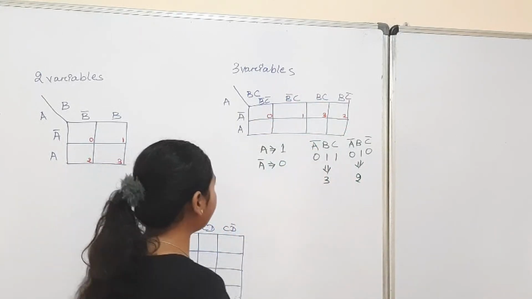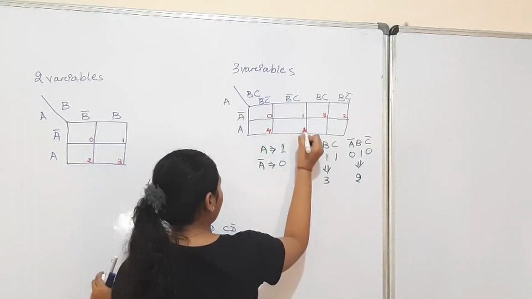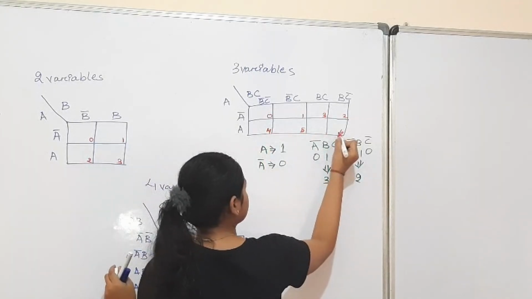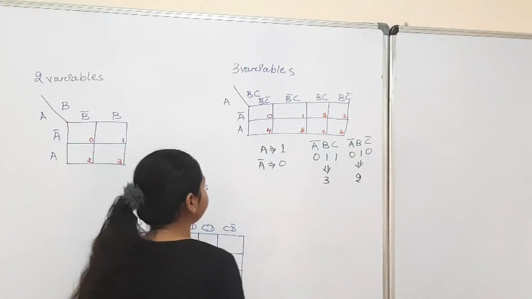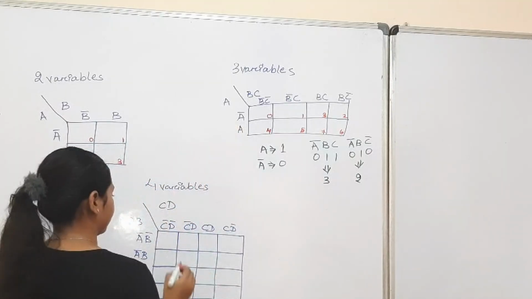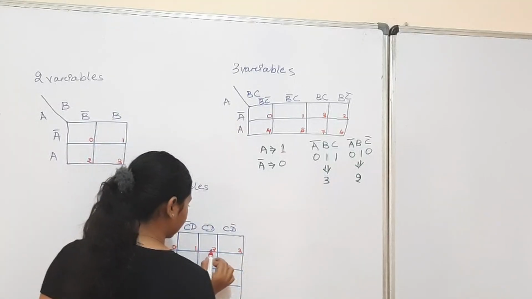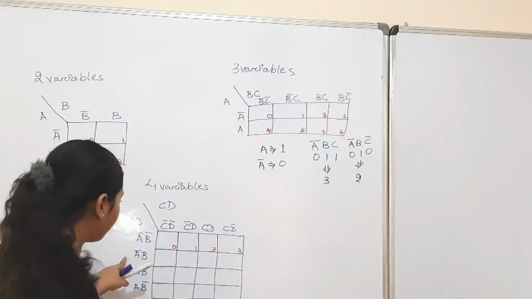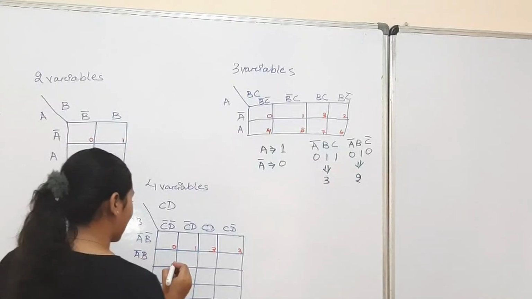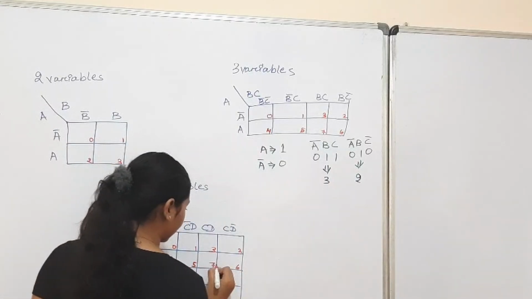Let's follow a similar format in row number 2. That is 4, 5, 6 and 7. For the 4 variable one, we will follow the same mechanism here. 0, 1, 2 and 3. Can you help me with row number 2? Yes, that's 4, 5, 6 and 7.